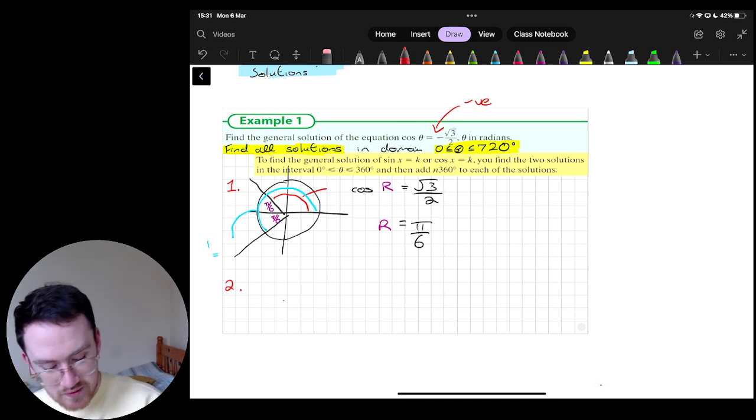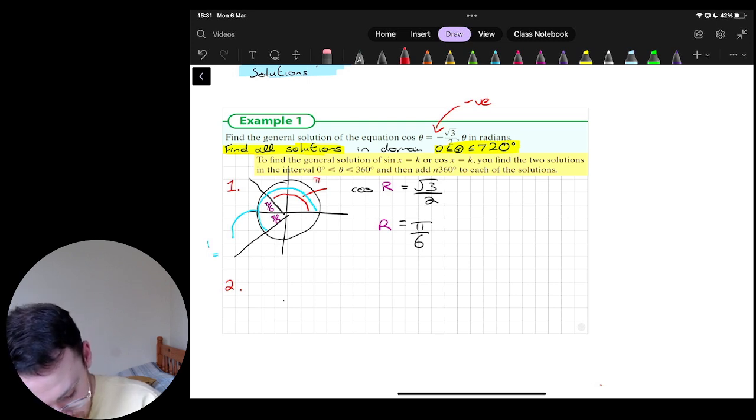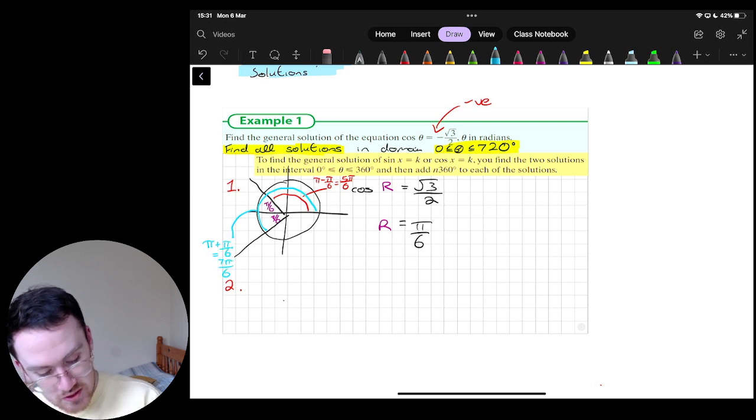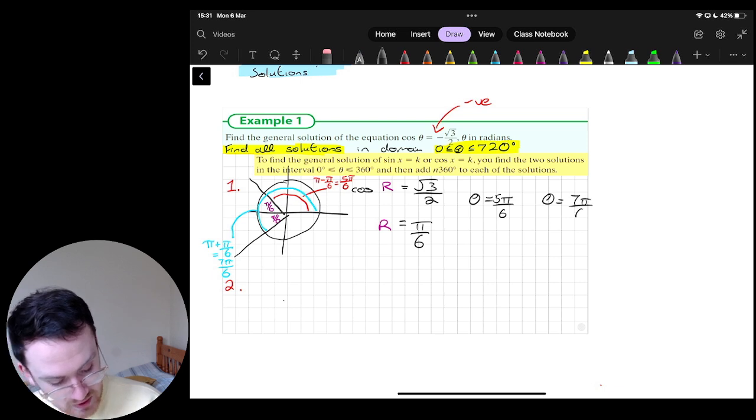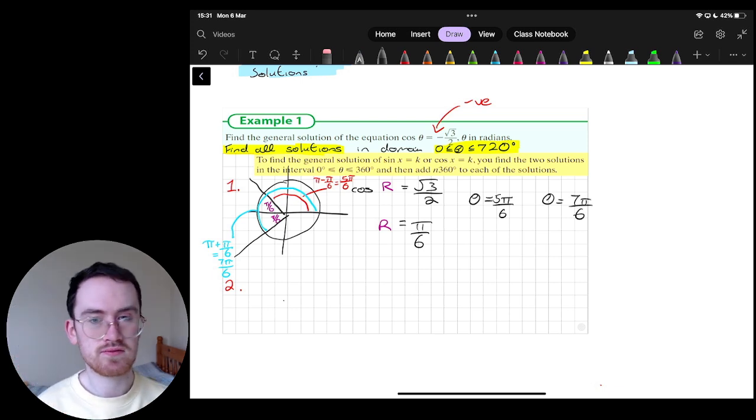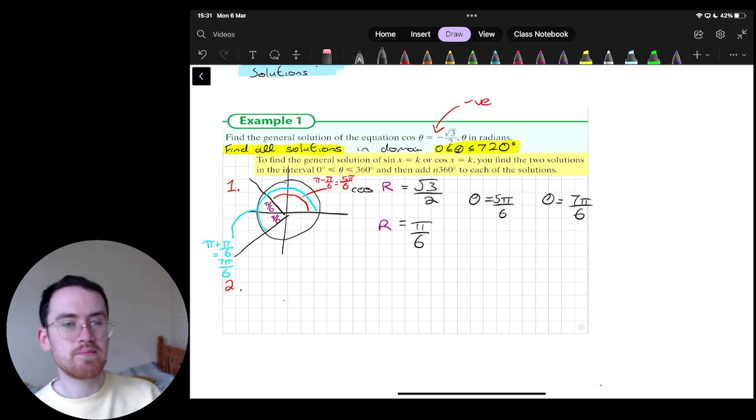So my red value here is going to be pi minus pi over 6, which gives me 5 pi over 6. And the blue answer here is pi plus pi over 6, which gives me 7 pi over 6. So my two solutions are that theta is 5 pi over 6 and theta is 7 pi over 6. Okay, so benefits of reading the question.